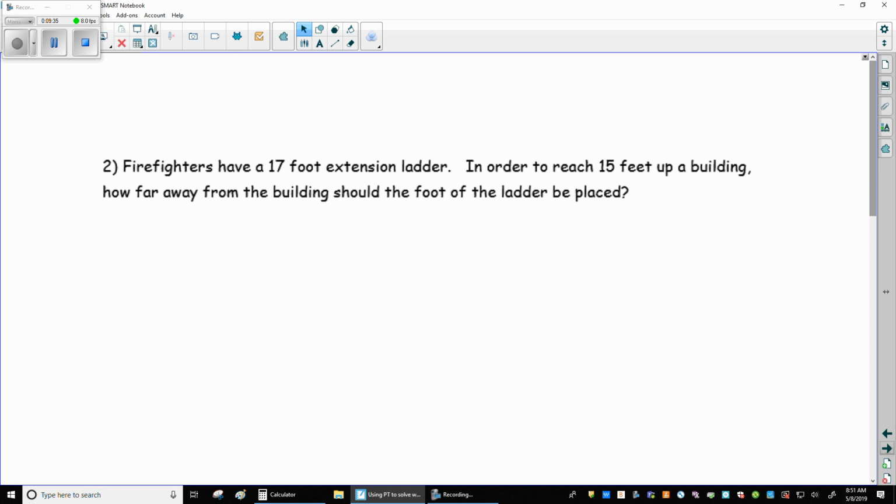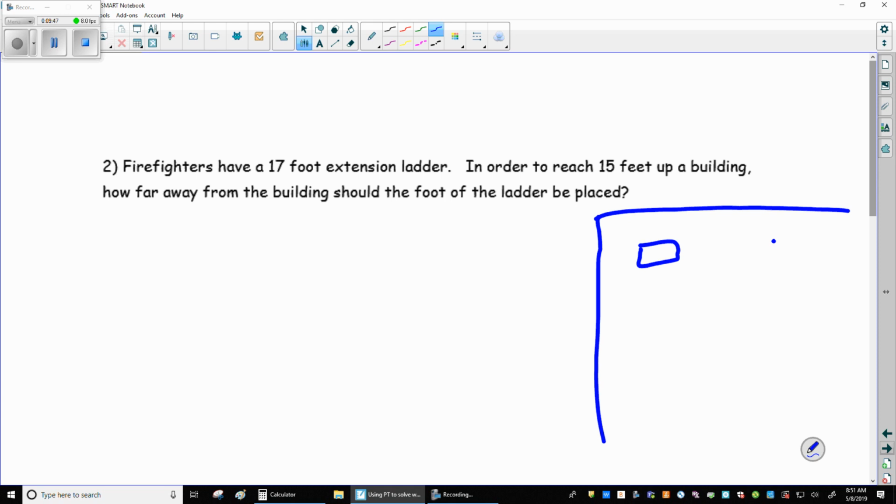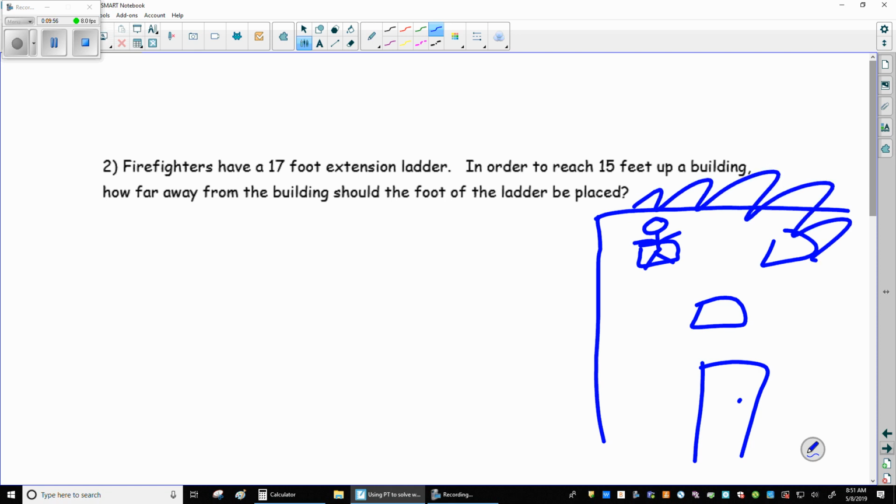Basically, just like the first question that we did together, it says firefighters have a 17-foot extension ladder in order to reach up 15 feet up the building. How far away should it be placed? So let's draw a building. Maybe put someone out of the window because there's fire all over the place. That's my fire. Maybe I'll color it red, and we're trying to save that person.